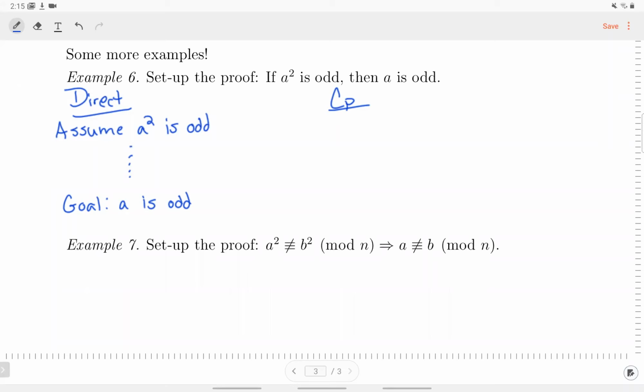What if I was going to do this proof by contrapositive? What would I assume? Yeah, assume a is even. And then you do work, blah, blah, blah. And what would your goal be? a squared is even. Okay.